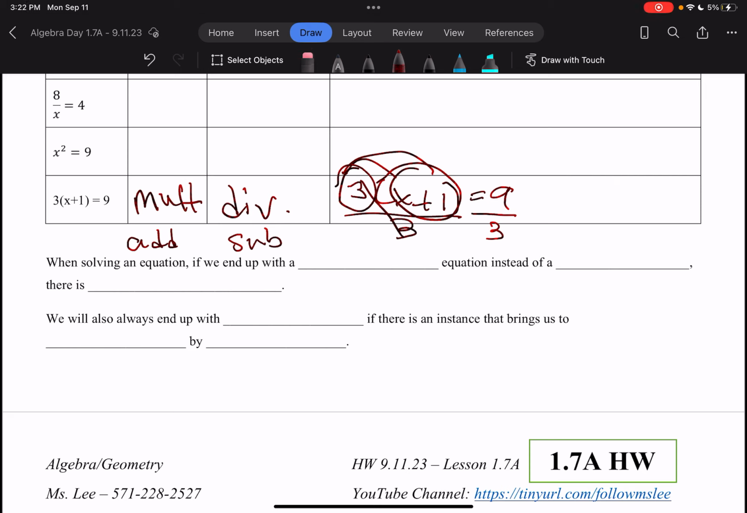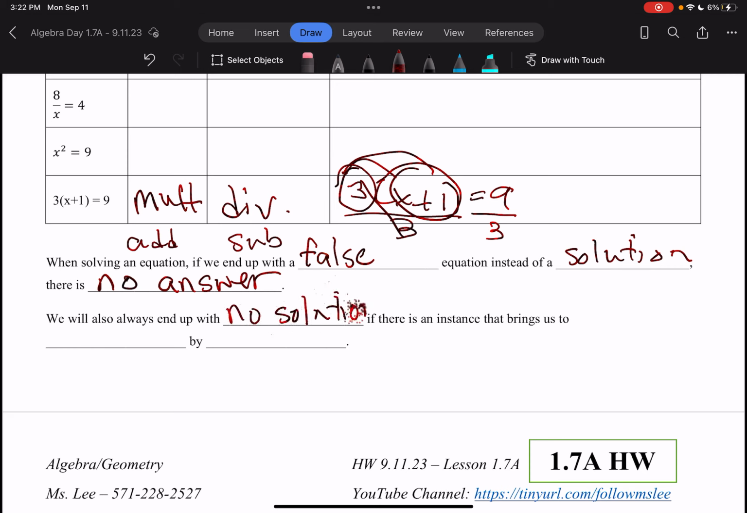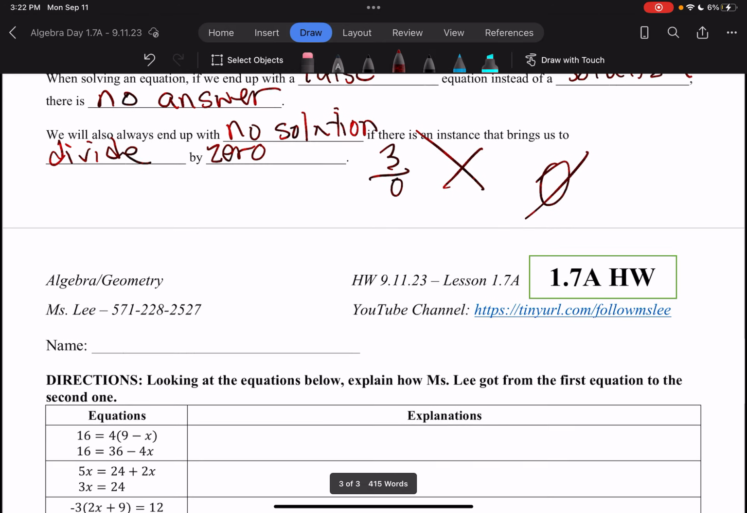Okay? All right, so when solving an equation, there's two important key points here. If we end up with a false sentence or a false equation instead of a solution, then that means there is no answer. We also end up with no solution if there is an instance that forces us to divide by 0. So if you get to a point in your equation where you have to divide by 0, right? You have 3 divided by 0, that means that it is null. There is no solution.